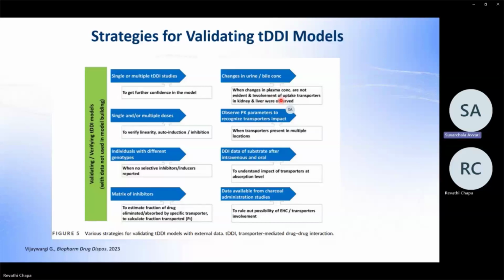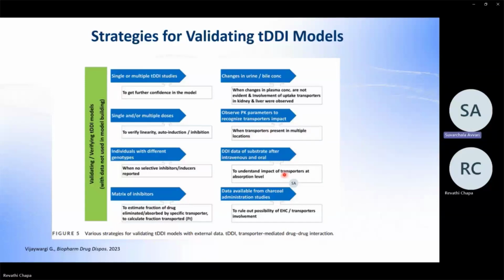And the other case is where multiple transporters are involved in multiple locations. So these multiple transporters in multiple locations are involved in the drug disposition, thereby the keen observations into the basic PK parameters like the Cmax, AUC, and Tmax can help identify the transporter location being impacted.